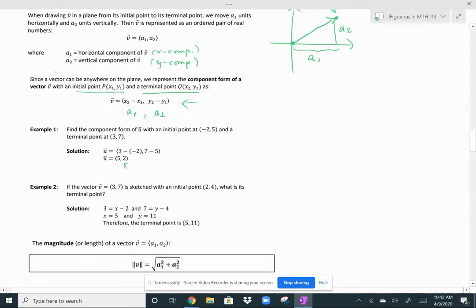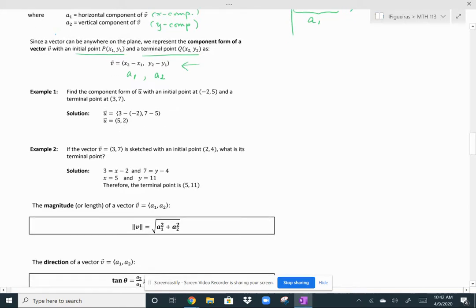All right, so let's look at this next example. It's similar, but different information is given. You're given that vector v has components 3, 7. So you're basically already given what the components are. And you're also told that the initial point is 2, 4. The question is, what is the terminal point? Where is the head of the vector?